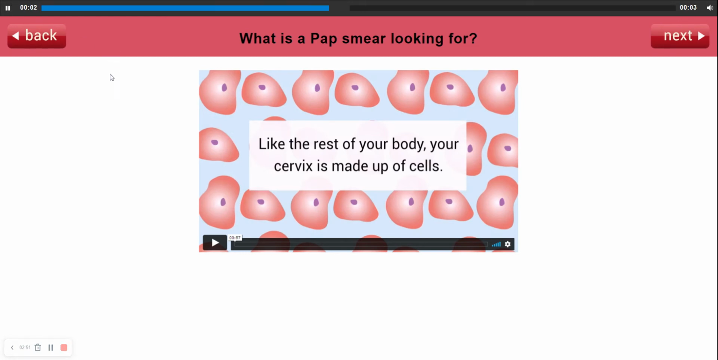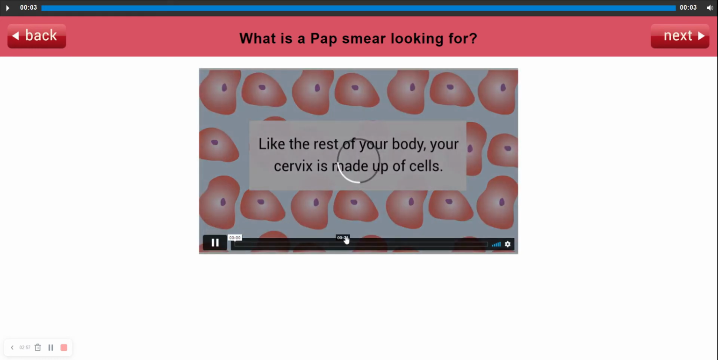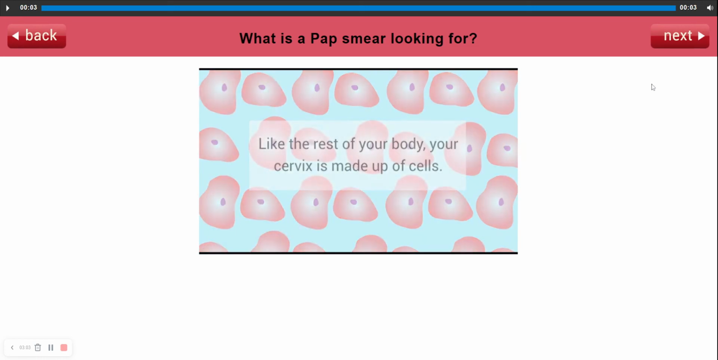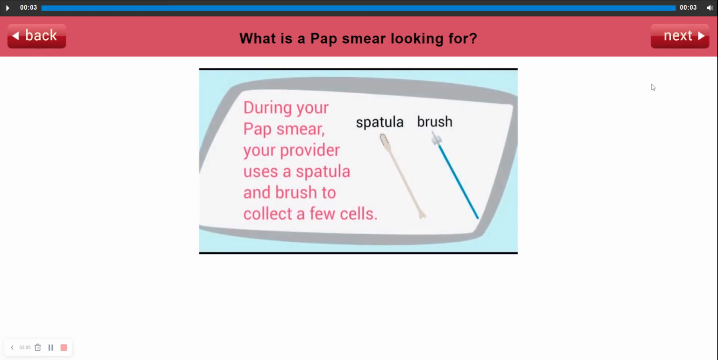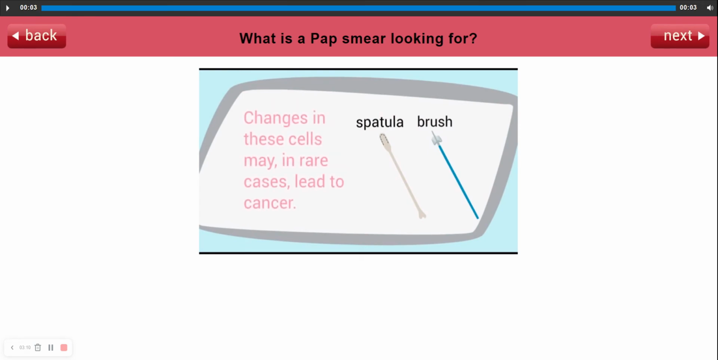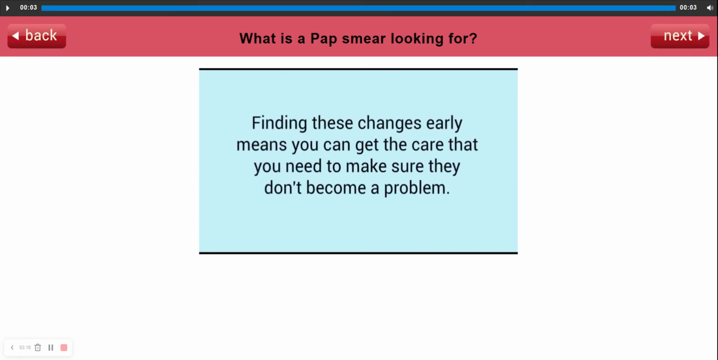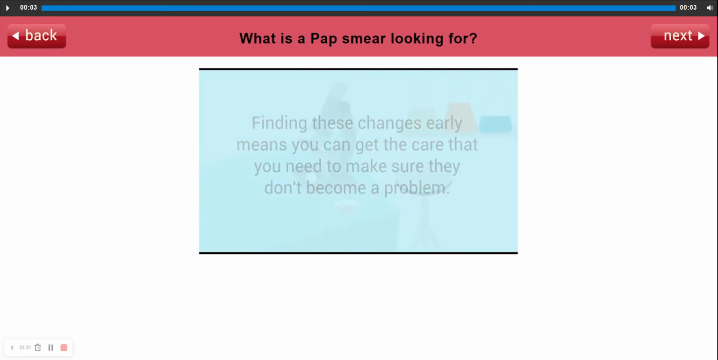What is a pap smear looking for? Like the rest of your body, your cervix is made up of cells. During your pap smear, your provider uses a spatula and brush to collect a few cells. Changes in these cells may, in rare cases, lead to cancer. Finding these changes early means you can get the care you need to make sure they don't become a problem.